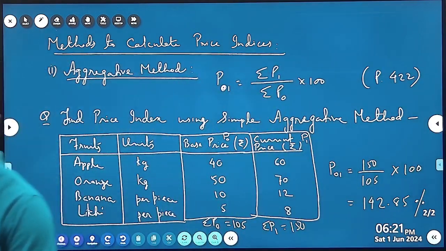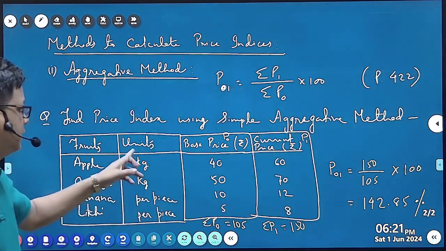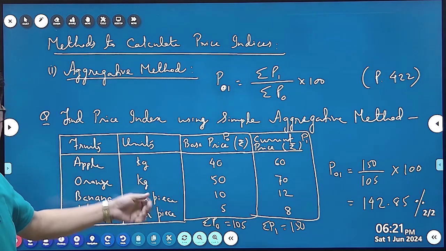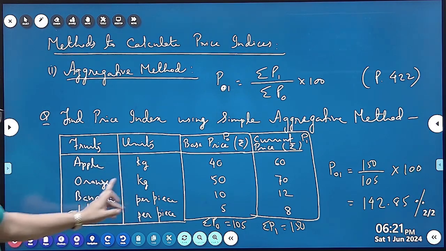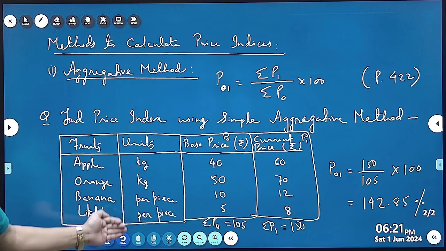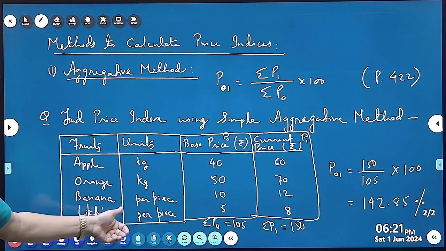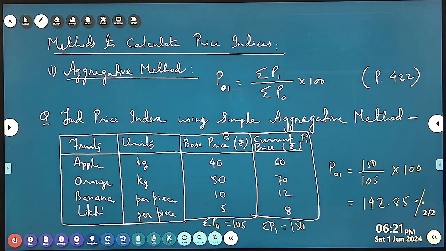We don't have to see the quantity actually. Why? I'll do it now with the weighted one. So this is units per kg or per piece. We are not considering 1 kg, considering orange also for 1 kg. These all are for 1 piece. So how many kg are there? This is not in this question. So directly we have to add the base prices and the current prices and put in the formula to get the required answer.